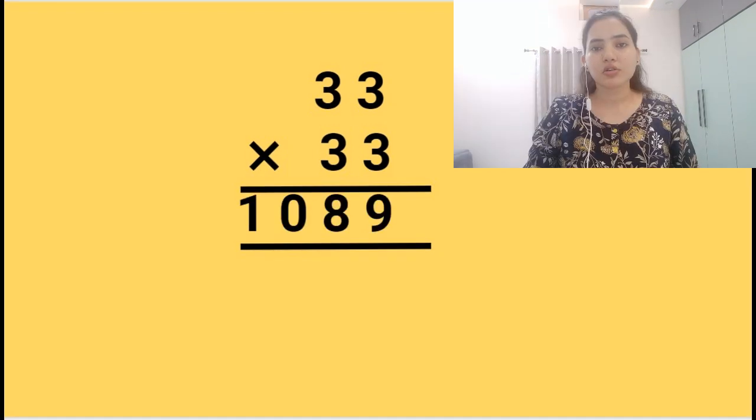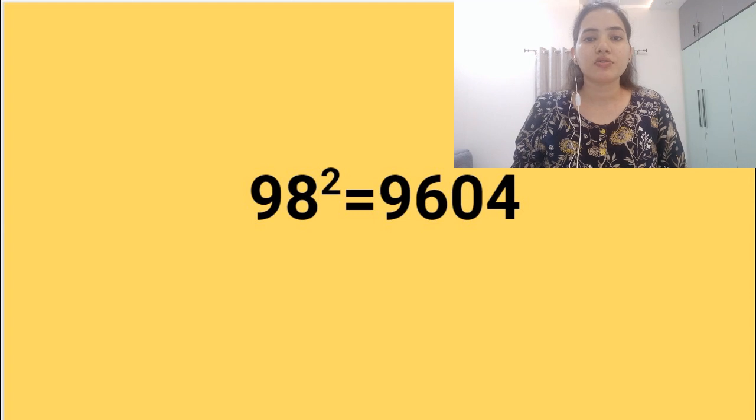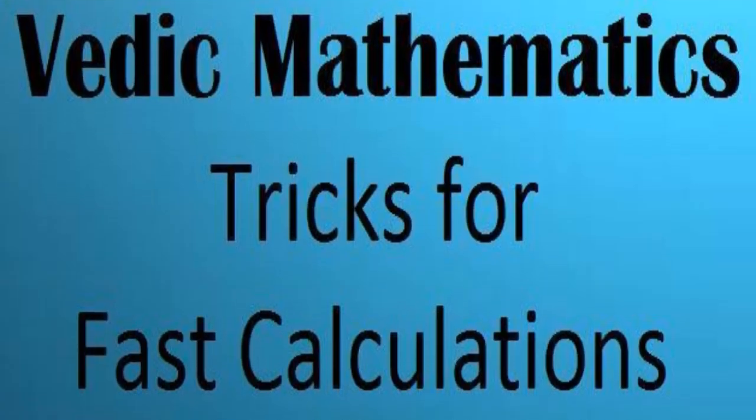Say, what is the square of 98? So 98 square will be 9604. 9604 will be the answer of 98 square. So you have seen that using Vedic maths, I am calculating it so fast. Hardly I took 3 seconds or you can say 4 seconds. So now in this video, we'll learn how to apply Vedic maths in our calculations.